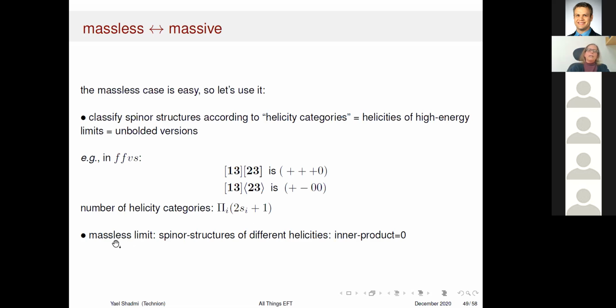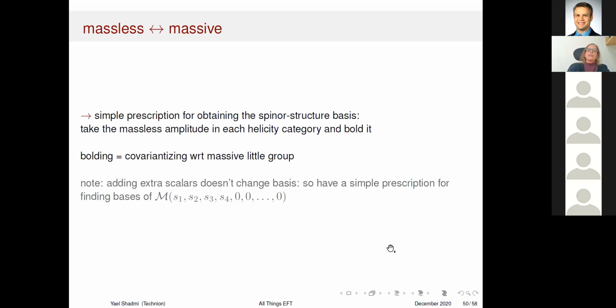Another thing that we need to know is that in the massless limit, spinor structures of different helicities have vanishing inner products, so they're independent. That gives you a very simple prescription for getting the spinor structure basis. You just take the massless amplitude in each helicity category and bold it, and that will give you the massive basis. The reason this works is that bolding essentially means you're starting with the massless amplitudes and covariantizing them with respect to the massive little group, namely the full SU(2). It's also useful that if you add extra scalars, this doesn't change the basis, because you don't need any new structures to span them. So this gives you a simple prescription for finding the basis for not just the 4-point amplitudes, but also any additional scalars on top of that.